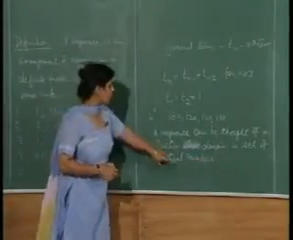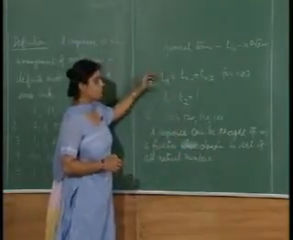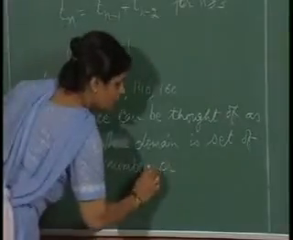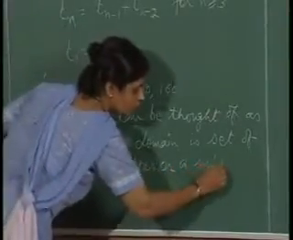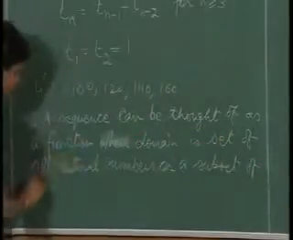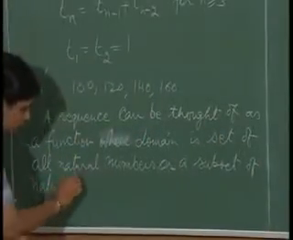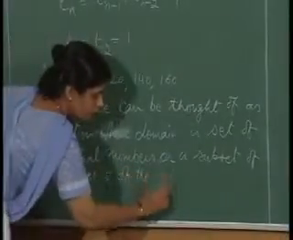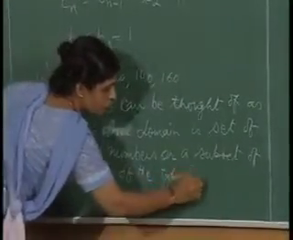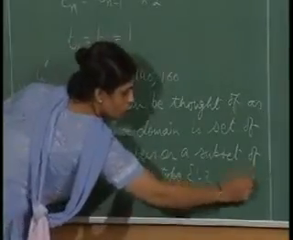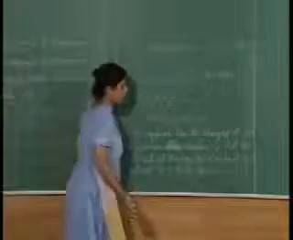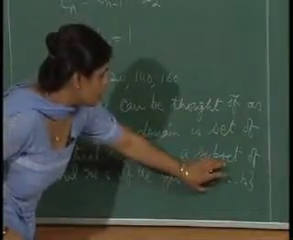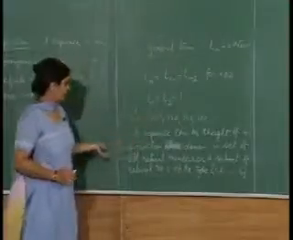For every natural number we have a number which is the corresponding element of the sequence, or a subset of natural numbers of the type 1, 2 up to k. Now if we have a finite subset and we take a function whose domain is this set, then we get a finite sequence.